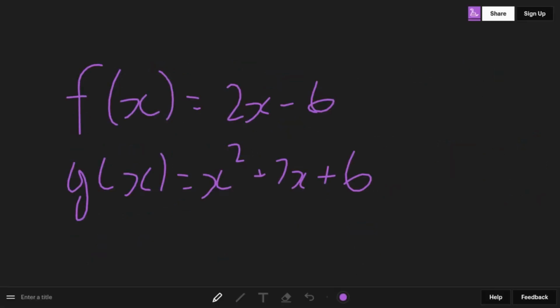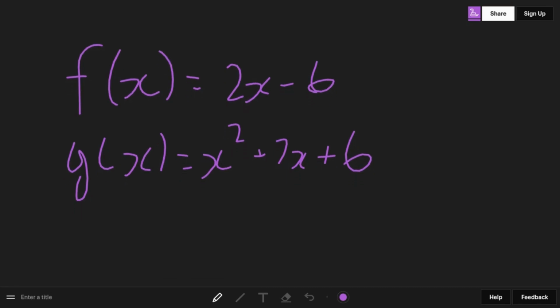One last topic from chapter 1 I wanted to go over, and even though we didn't do it in algebra, it definitely can become a little challenging. Say I have functions f of x, which is equivalent to 2x minus 6, and g of x, which is x squared plus 7x plus 6. What we're going to do here is composing functions. What that basically means is the output of one function becomes the input of the other function.